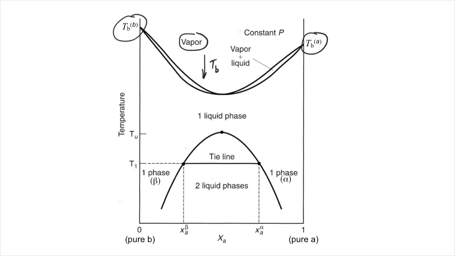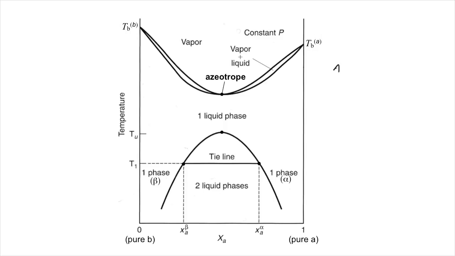This suppression of the boiling temperature corresponds to an increase in overall volatility relative to the pure liquid phases, consistent with the molecular interactions in the mixture being less attractive than in the pure liquids. A notable consequence of this suppression of the boiling temperature is that the two-phase liquid-vapor region bends downward, separating into two separate lobes. The point where these two lobes join is called the azeotrope.